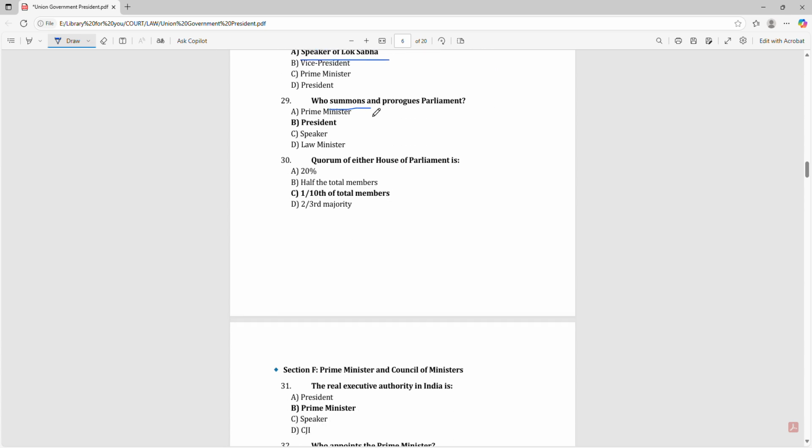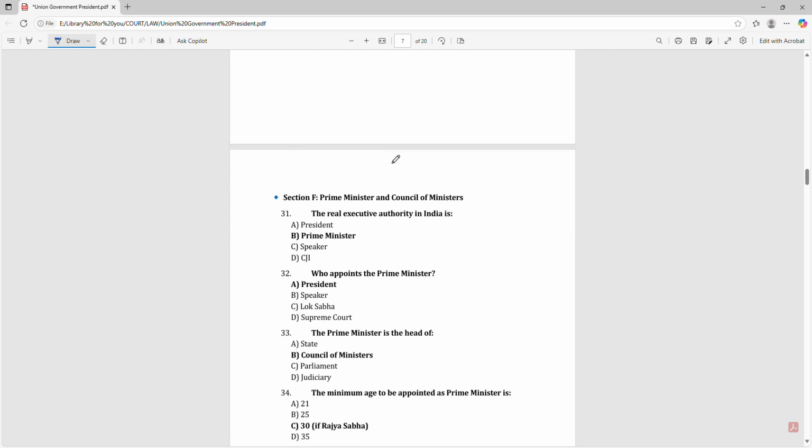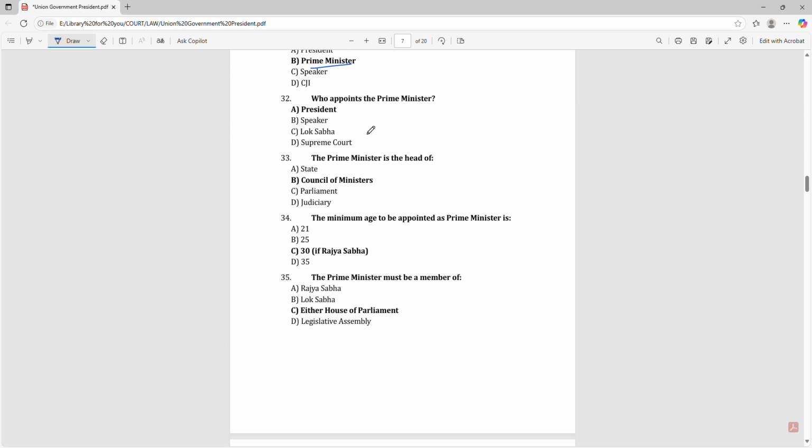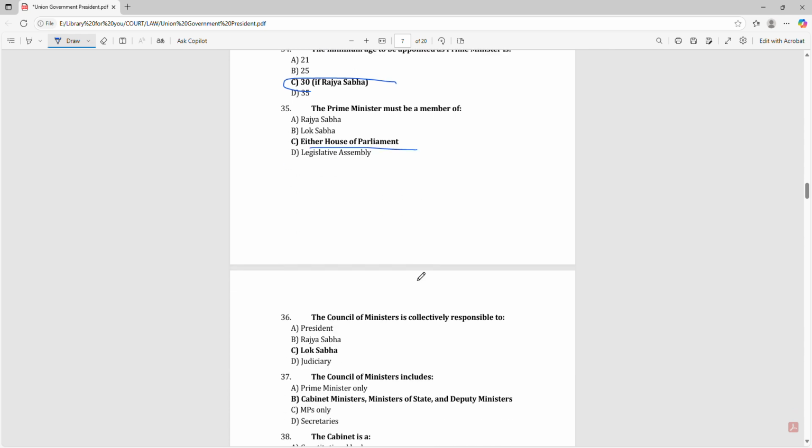Who summons and prorogues Parliament? President. Quorum of either House of Parliament is 1/10 of the total members. The real executive authority in India is the Prime Minister. Who appoints the Prime Minister? That is the President. The Prime Minister is the head of the Council of Ministers. The minimum age to be appointed as the Prime Minister is 30. The Prime Minister must be a member of either House of Parliament.